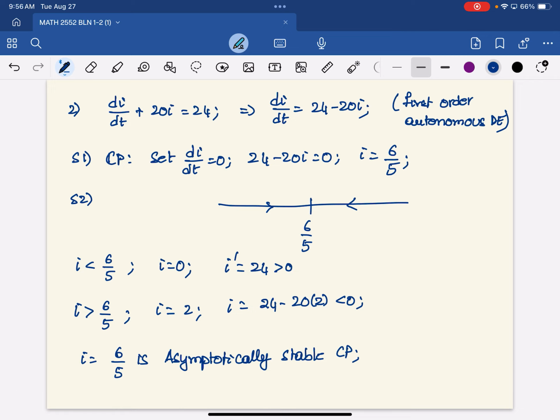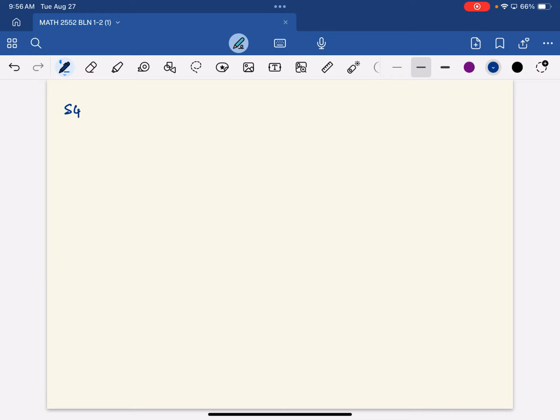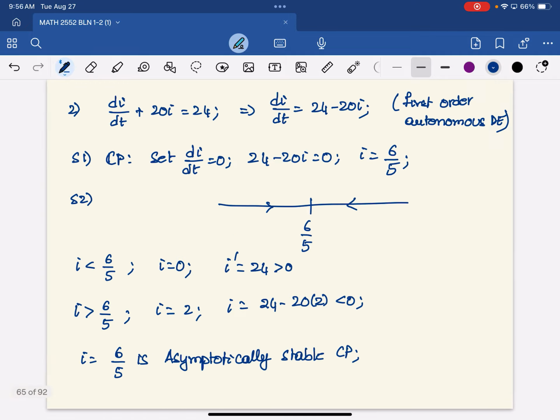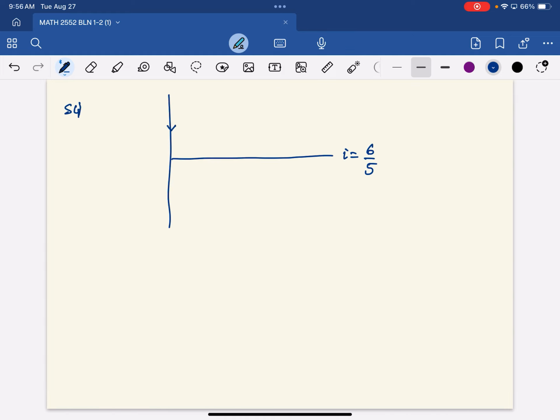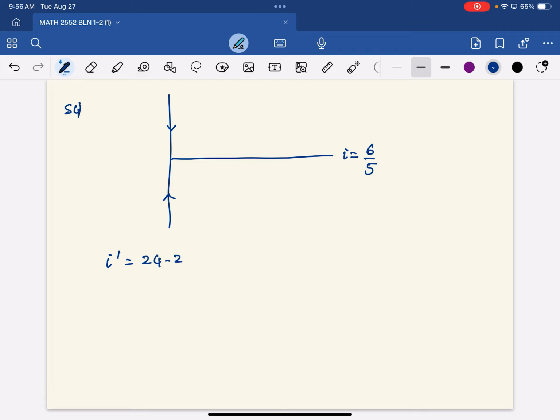So that's what you have, right? So the next thing is you want to draw the solution curves. Let's see what happens with that. So if I want to draw my solution curves, that is I equals 6/5. And I know that for the values of I bigger than 6/5, it was decreasing. For the values of I less than 6/5, my current is increasing. Do you agree with me on that? Now, my I prime was 24 minus 20I. So I double prime is going to be the derivative of 24, which is 0, minus 20I prime because of the chain rule. You with me on that?